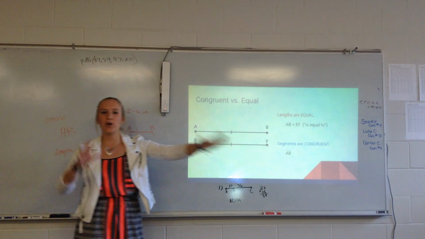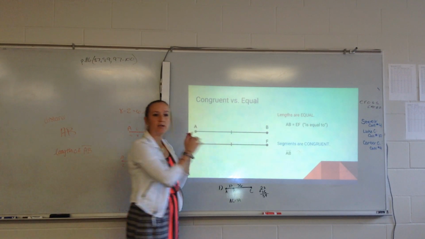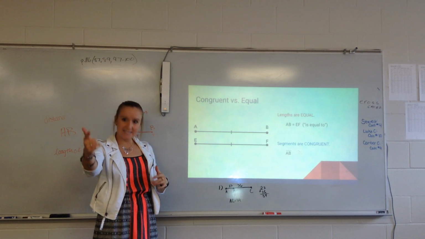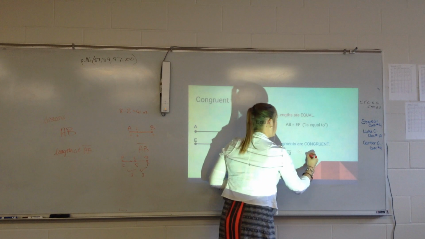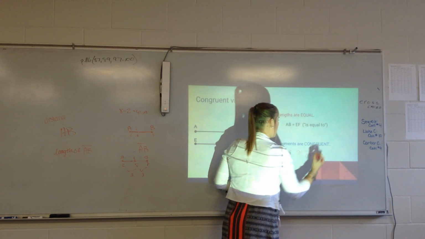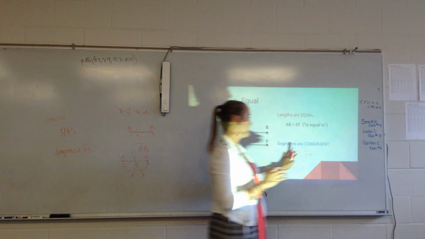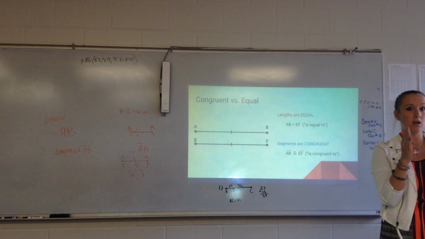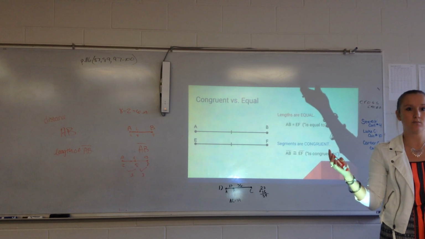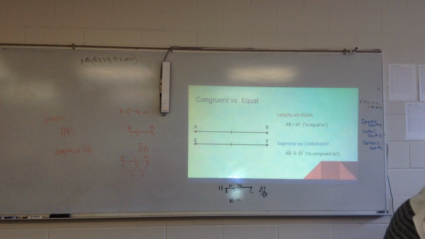So what am I going to put after that? Segment AB is congruent to segment EF. I like how he adds segment with it. Segment EF. And we have to have that line. So notice the difference. Lengths are equal. Segments are congruent. Perfect.